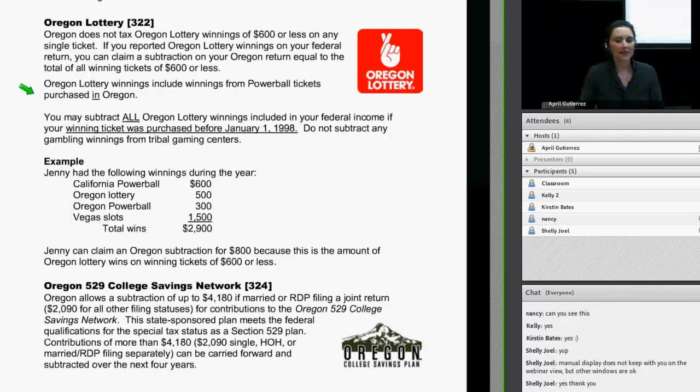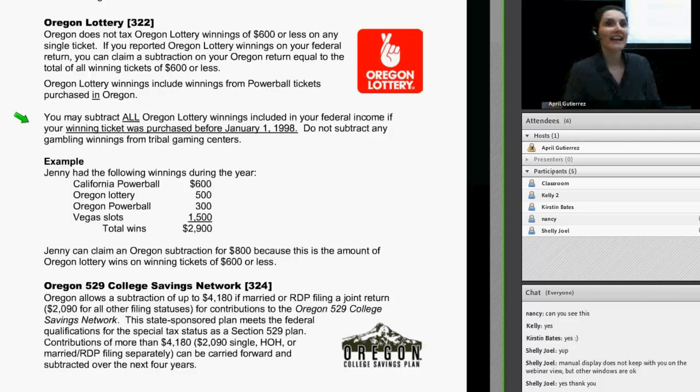Oregon does not tax Oregon lottery winnings of $600 or less on any single ticket. If you reported Oregon lottery winnings on your federal return, you can claim a subtraction on your Oregon return equal to the total of all winning tickets of $600 or less. Oregon lottery winnings include winnings from Powerball tickets purchased in Oregon. You may subtract all Oregon lottery winning tickets included in your federal income if your winning ticket was purchased before January 1, 1998. What's up with that?